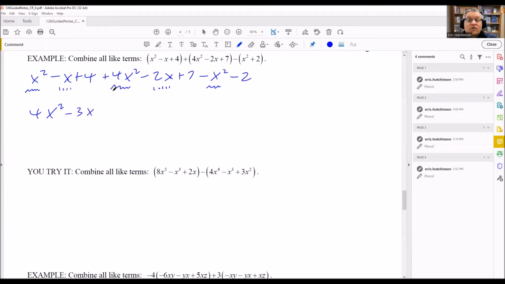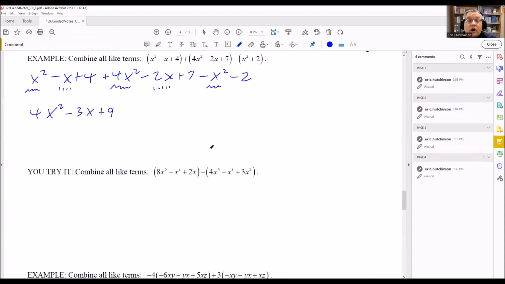Now all that's left is just the numerical terms, the numbers only. We have no variables attached to these. 4 plus 7 is 11. 11 minus 2 is 9. So we have a plus 9 left over. That includes everything. We've combined it all together, and that's going to be the final answer for that one.